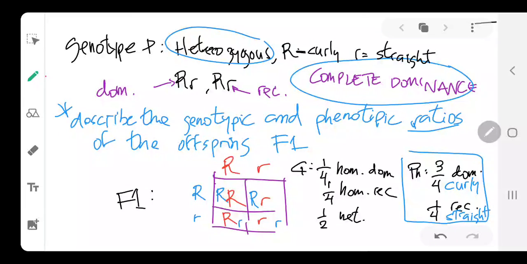That's typically how we would ask a question about what you can calculate from the knowledge of the parental generation, the genotype of the parents, as well as the inheritance pattern, the gene expression pattern for this particular trait.